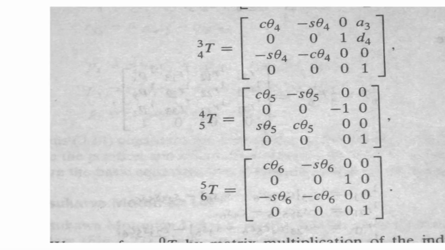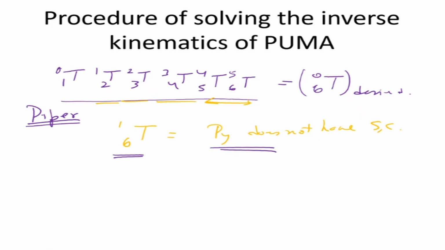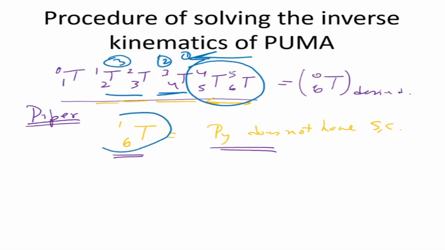So after finding the transformation matrices, if you want to find the relationship between the last frame, the 6th frame, and the 0 frame, we multiply all the matrices together. So 0 to 1 into 1 to 2 like that till the last one, which is 5 to 6. But we multiplied in a particular sequence. For the Puma robot, I first multiplied these 2 matrices in this way, then this, then these 2. So this was my first, then second, then third. So basically we got 1 to 6.